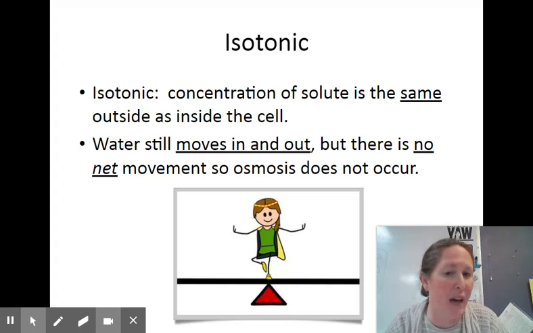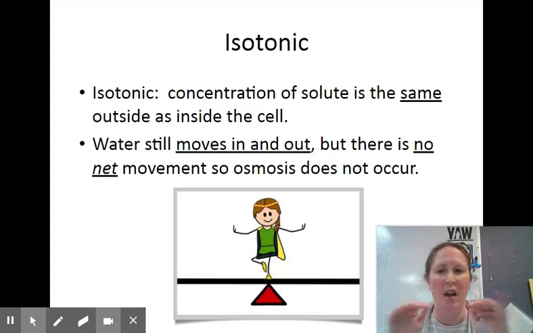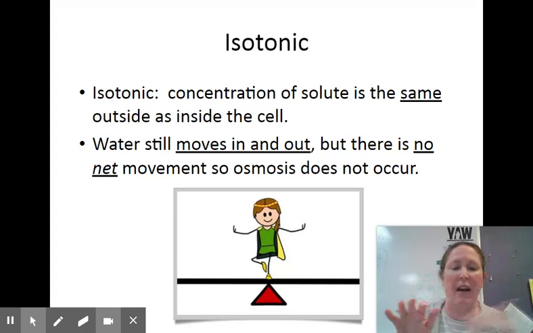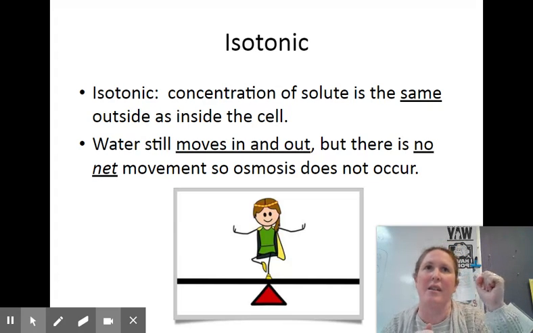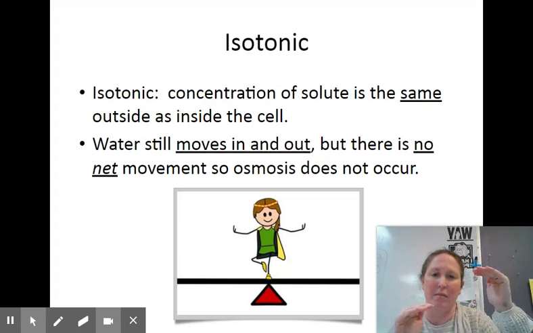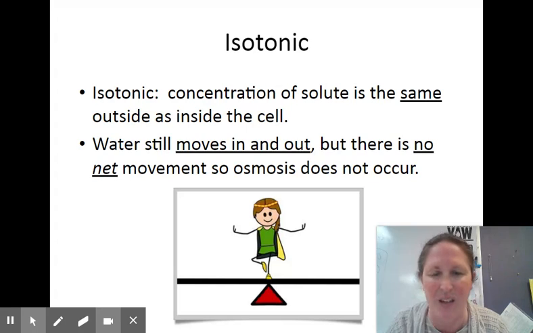Water is still going to move in and out, but there's no overall net movement, meaning more didn't go out than came in, or vice versa. It's equal. And if things are equal and there's no net movement, no overall extra going out or extra coming in, then even though water is moving in and out, we say osmosis is not occurring because osmosis is from high to low. And if there is no high and no low because they're equal, then there's no osmosis. Just kind of like a tricky question.